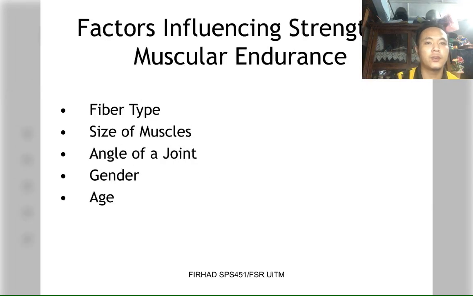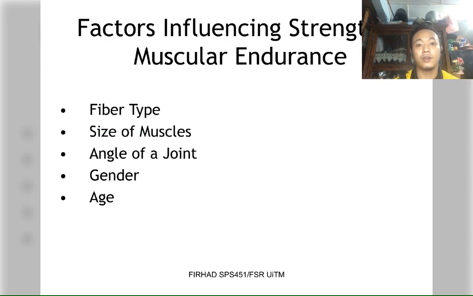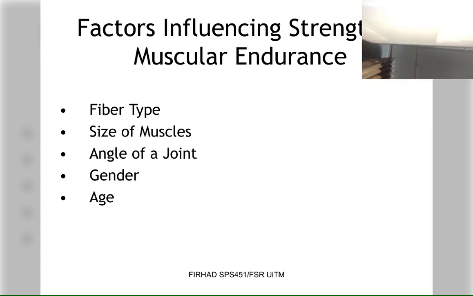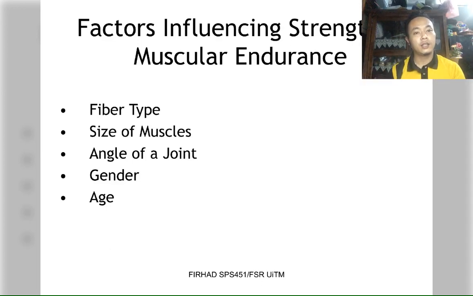Next slide is factors influencing strength and muscular endurance. Point number one is fiber type. Point number two is size of muscle. Point number three is angle of a joint. Next point is gender, and the last one is age. We go one by one. When we talk about muscle fiber type, we can divide into two, which is slow twitch and fast twitch. Slow twitch is good for endurance, and fast twitch is good for strength and power.